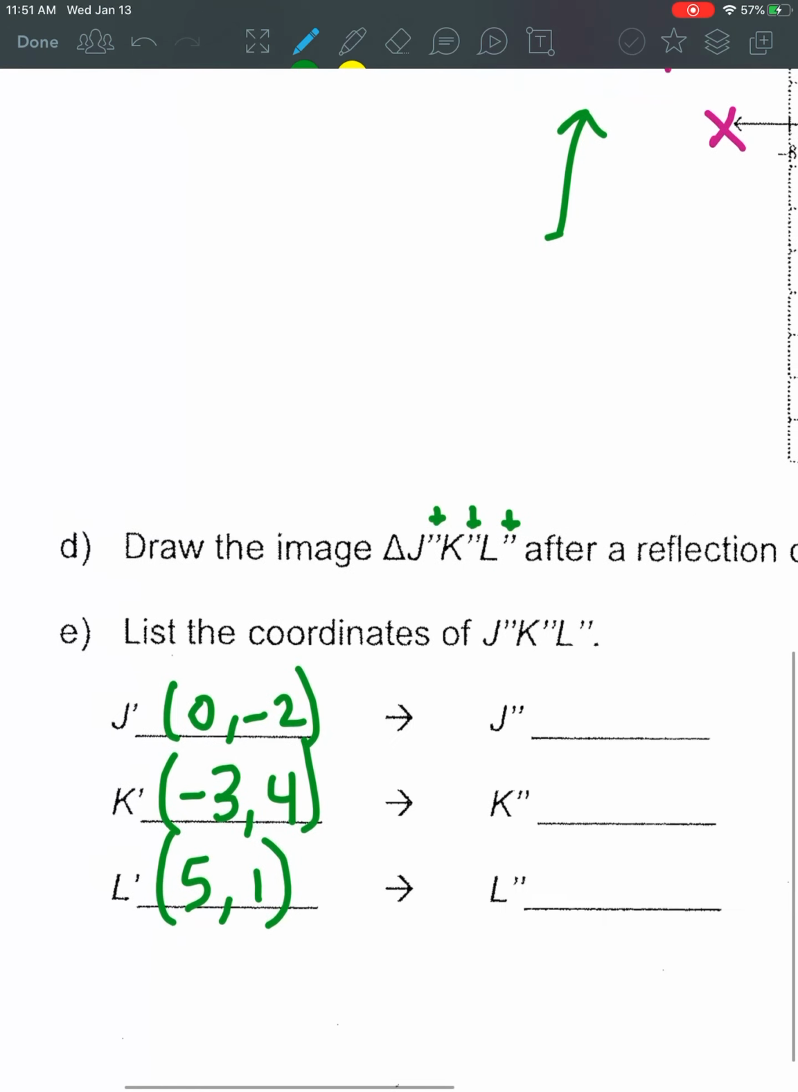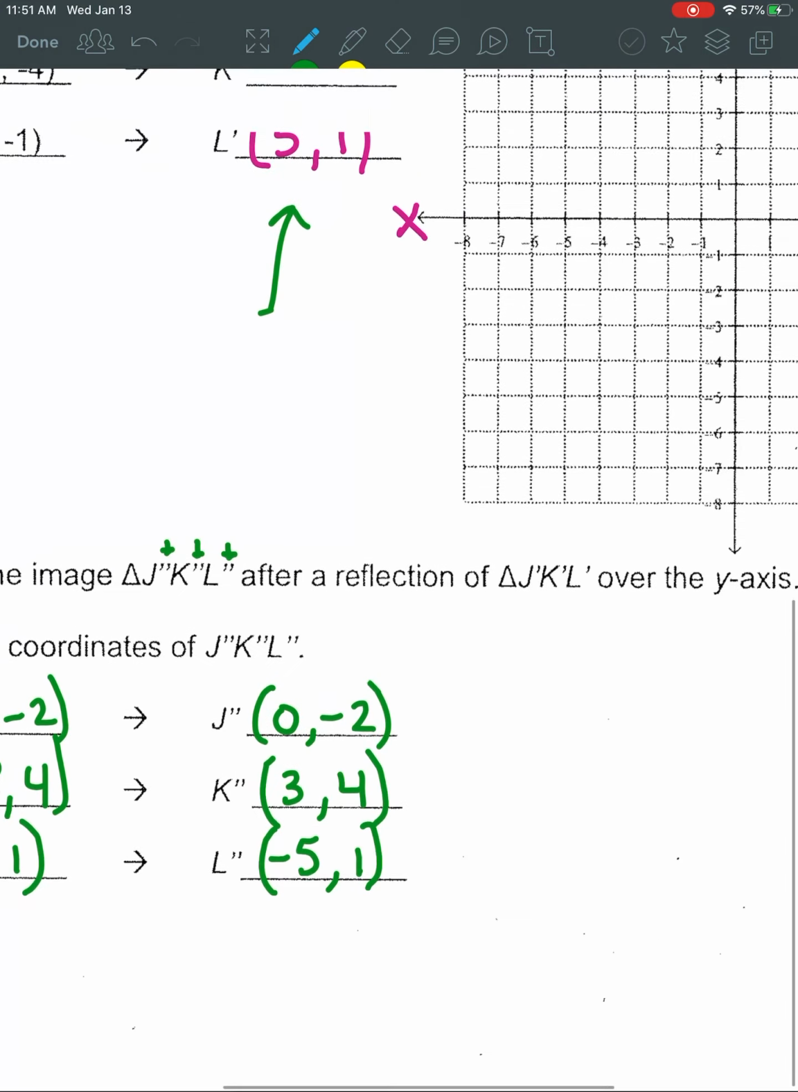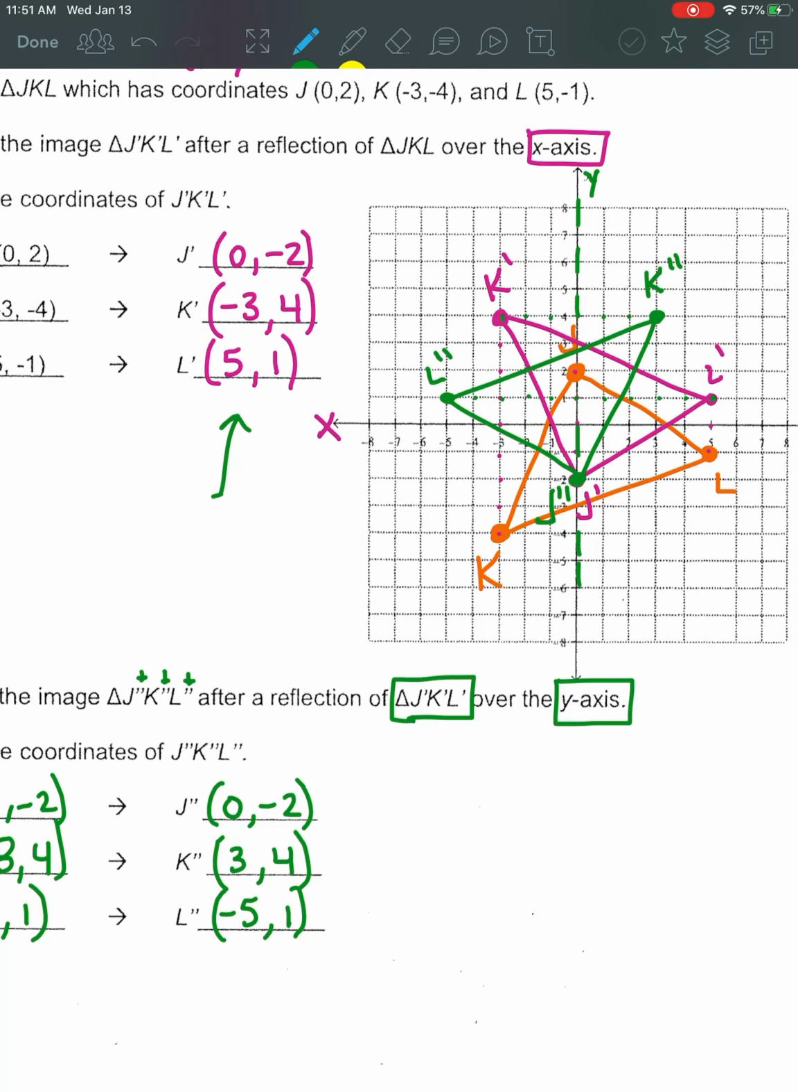So now we want to apply this rule. So opposite of x, comma, y. So again, if we don't have that graph, the opposite of x, well, in J prime, it's 0. The opposite of 0 is 0. And y stays exactly how it is. K, the opposite of -3, so +3, and y stays. L prime, there's 5, so the opposite would be -5, and the y-coordinate stays the same.